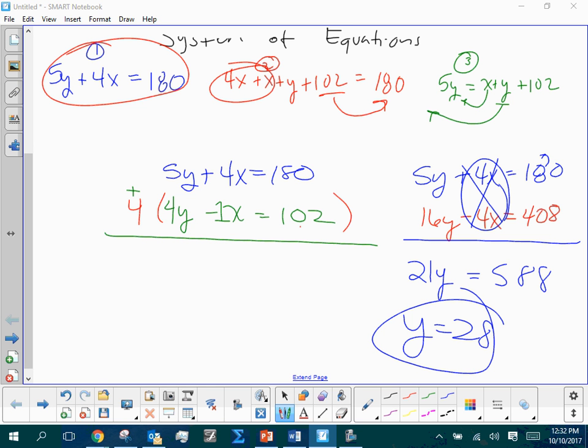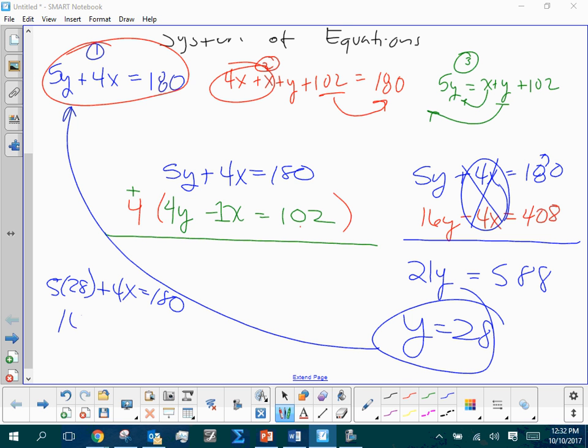Yeah. Okay. If I plug that back in, friends, right there, 5 times 28 plus 4x equals 180. Well, 5 times 28 is 140 plus 4x equals 180. Subtract 140 from both sides, you get 4x equals 40. X still ends up being 10, that we found using other equations.